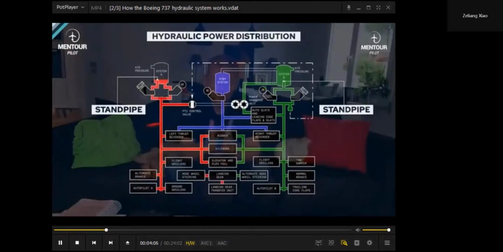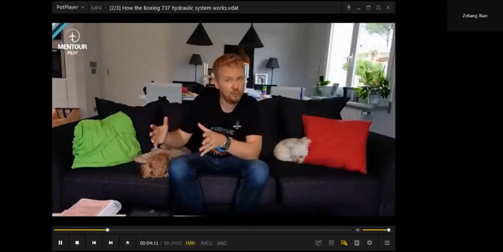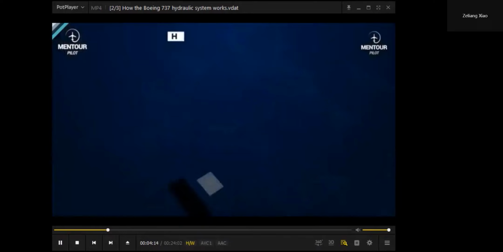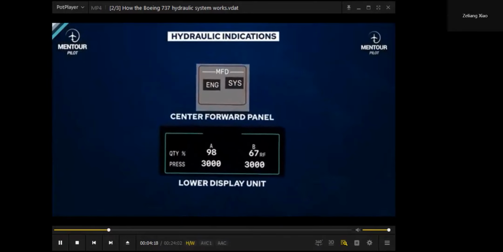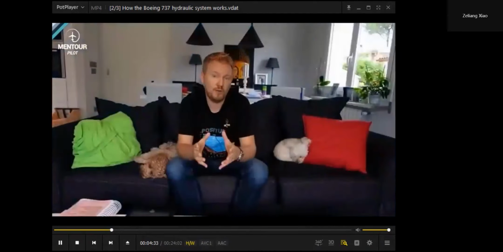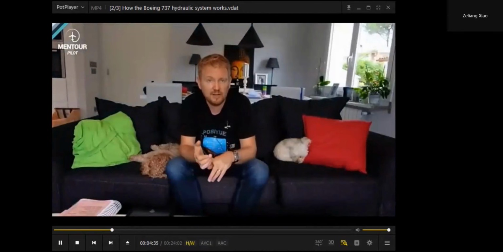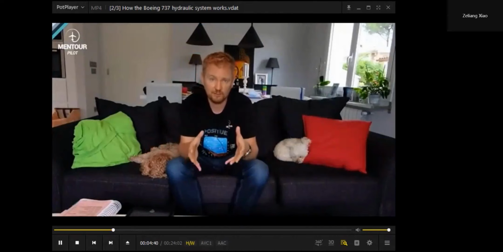Okay. The way that we monitor the system in the cockpit is we have on the lower display unit, the one that's below the main engine components, you can press a button called MFD, the multifunctional display. Press systems, that will bring up an overview of the hydraulic system. It's very simple. You'll get the system pressure and the system fluid volume. Okay. The normal pressure that we operate on is 3000 psi. The minimum is 2800 and the maximum is 3500 psi.